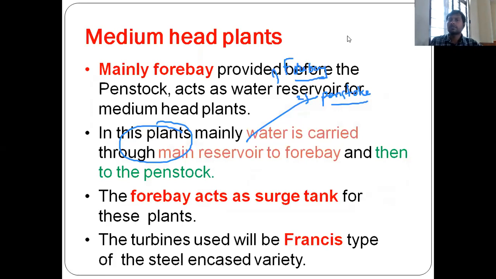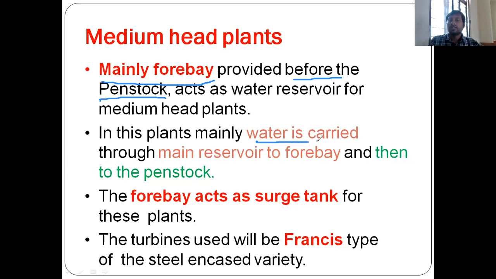So, what are the important terms? What are the important points to be remembered for medium head? Mainly the forebay is used, and the forebay is placed before the penstock. We can observe that using the diagram. Water is carried from the main reservoir to the forebay and then to the penstock. That is the process, the steps involved in flowing the water to the penstock.